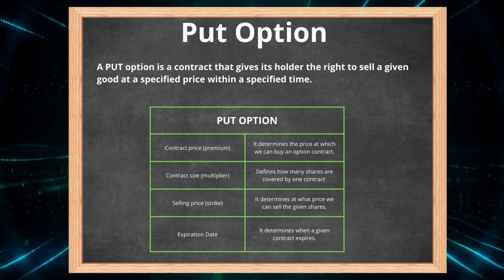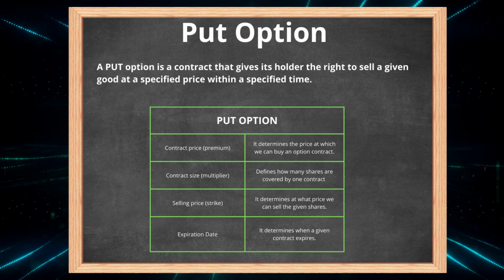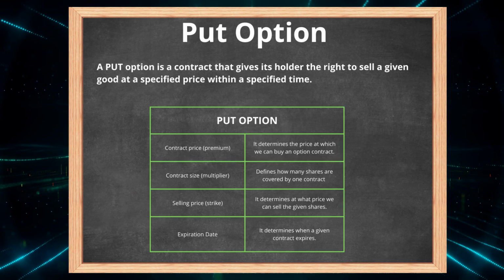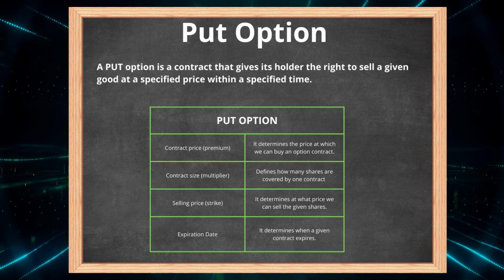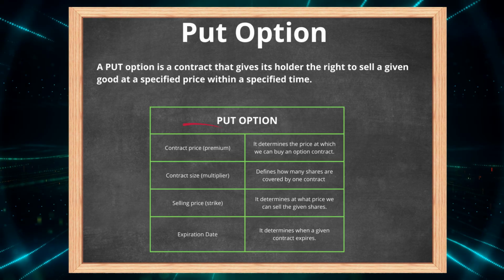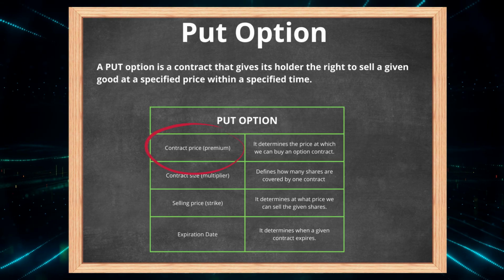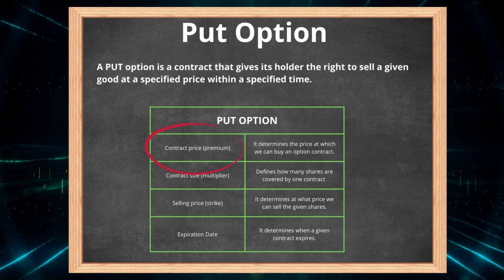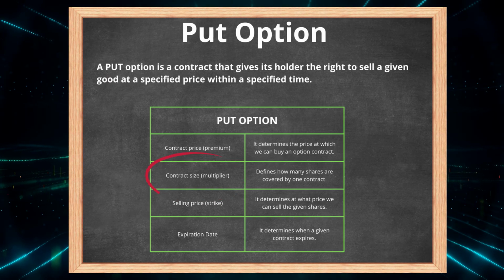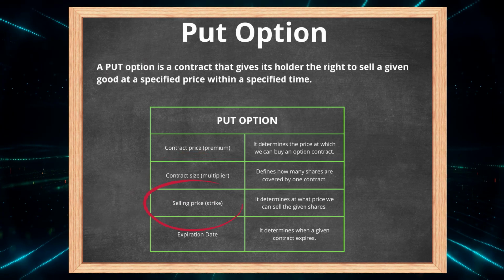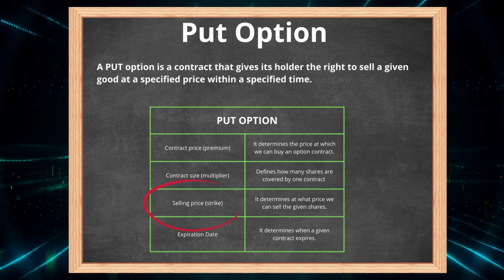Let's now move on to the put option contract, a type of option that gives the holder the right to sell the underlying asset. Just like with a call option, a put option on a stock must include several key parameters. Contract price, also known as a premium, this is the amount you pay for the option. Contract size, multiplier, for stock options this is typically 100, meaning one put option gives you the right to sell 100 shares. Strike price, the fixed price at which you have the right to sell the underlying stock.